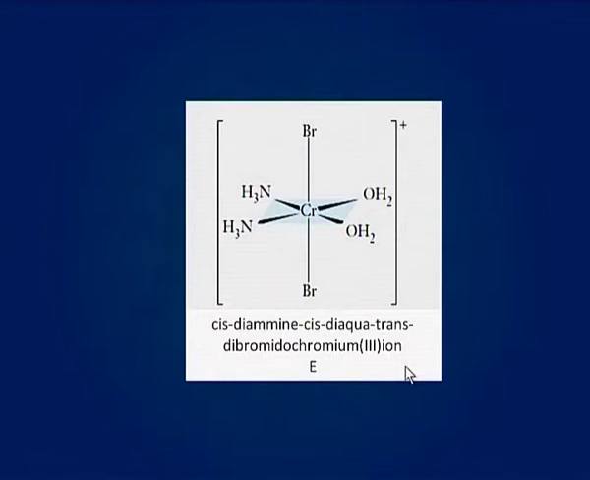In the fifth isomer, only two bromido ligands are at trans. These two ligands are at trans positions, these two are at cis, and two aqua ligands are also at cis positions. Hence, it will be named as cis-diammine cis-diaqua trans-dibromido chromium(III) ion.